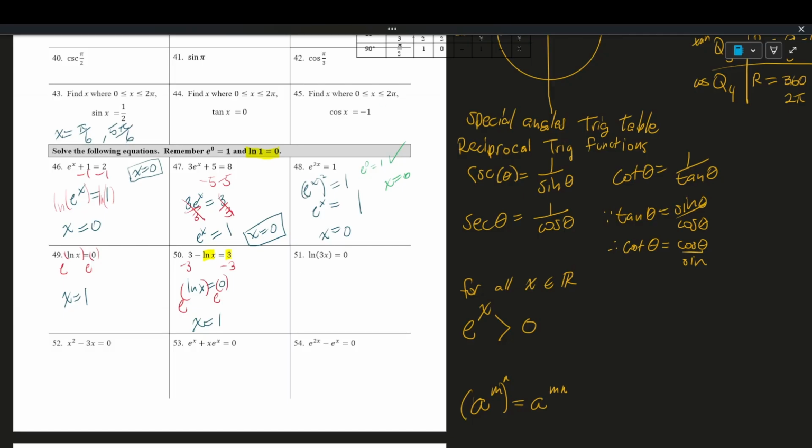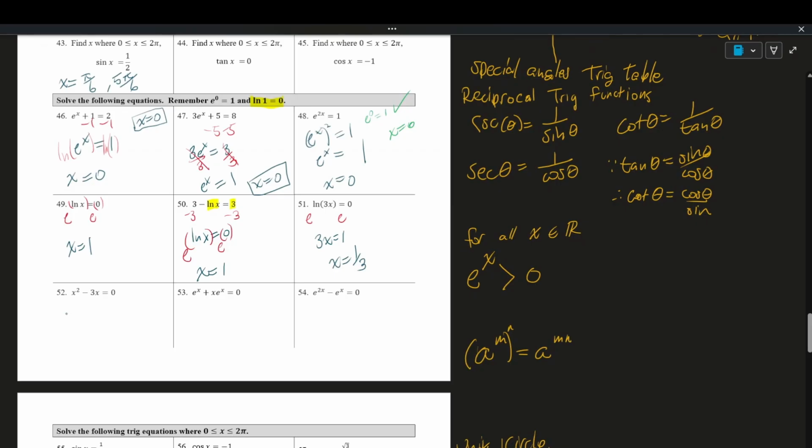Same thing here. Let's exponentiate to cancel the e and the natural log. We get 3x equals e to the 0. E to the 0 is 1. So dividing both sides by 3, we get x equals 1/3.